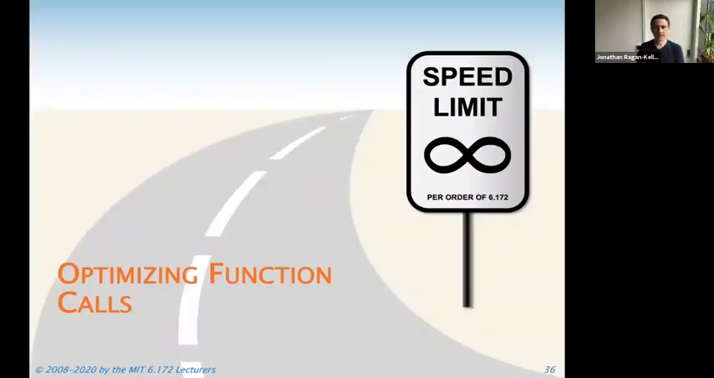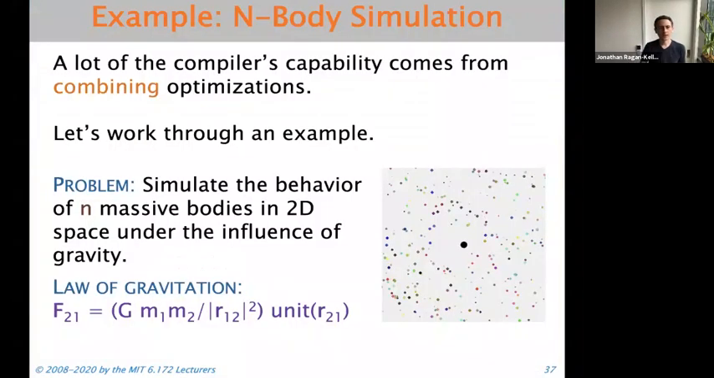So now I want to talk a little bit about optimizing function calls. To do this, I want to look at a slightly more complicated example. In this case, we're going to look at a simple n-body simulator. The problem here is we have a two-dimensional world made up of n point mass bodies, and those are moving around in 2D space under the influence of gravity. So each of the endpoints is tugging a little bit on each of the other endpoints according to a simple law of gravity, as a function of their mass and their distance.